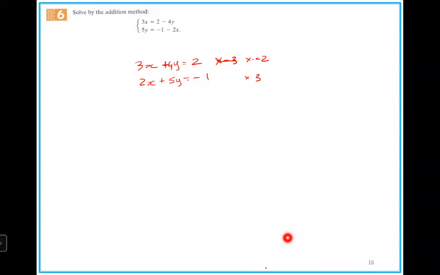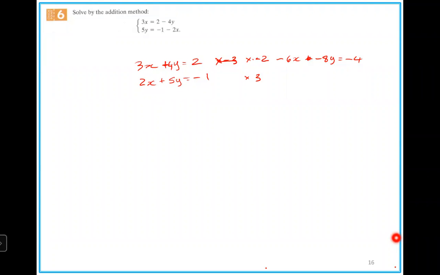So if you multiply the top by -2, what are you going to get? I'll get -6x. And then for the y, I would get negative 8y, and it equals negative 4. Okay, so I'll just take out this plus and leave it as negative 8. All right.